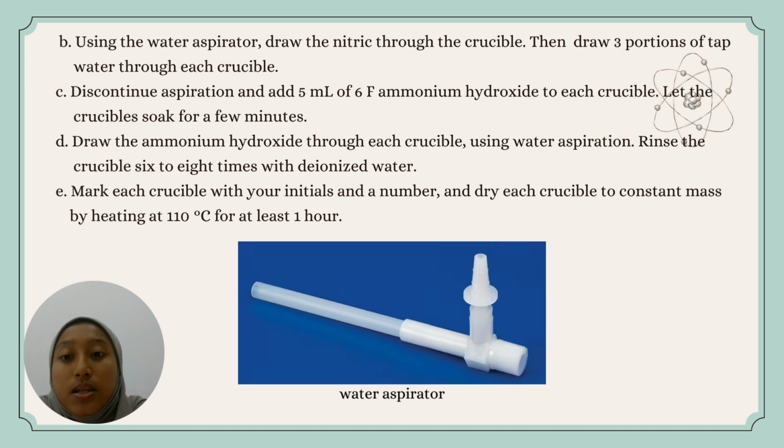And then we discontinue the aspiration and add 5 ml of 6F ammonium hydroxide to each crucible and let the crucible soak for a few minutes. Then we draw the ammonium hydroxide through each crucible using the water aspirator and rinse the crucible 6 to 8 times with deionized water. And then mark each crucible with your initials and a number and dry each crucible to constant mass by heating it at 110 degrees Celsius for at least 1 hour.